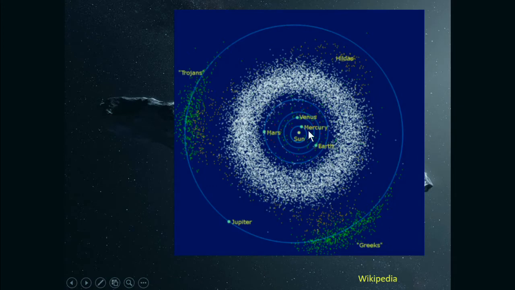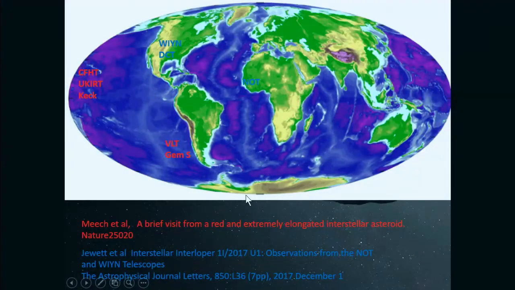And it turns out that some of the Trojan asteroids, either behind Jupiter's orbit or in front, are similar when they take the spectra. But again, it's shaky data, and they're not quite sure.